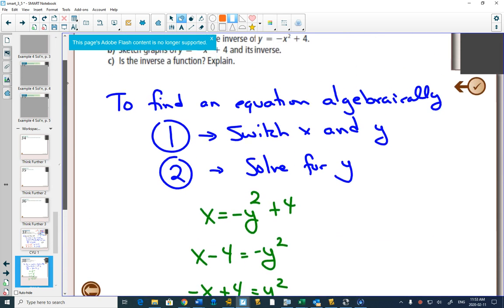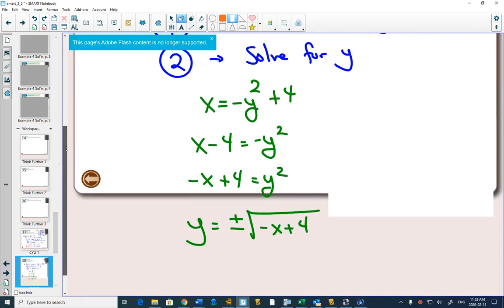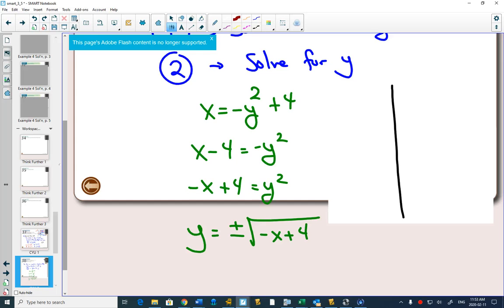Part B says sketch the graph and its inverse. Well, the original graph is easy to graph with transformations. We've got a negative x squared plus 4. That means we have a regular parabola. The negative would be a vertical reflection and then a vertical translation 4 units up. Can you imagine your parabola flipped down and then shifted 4 units up?